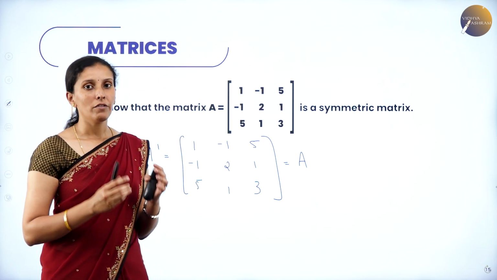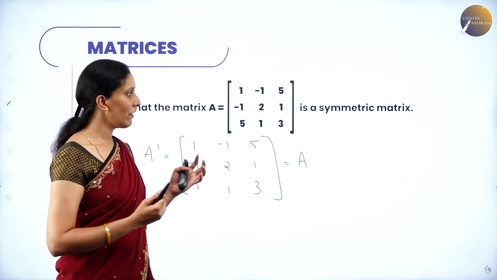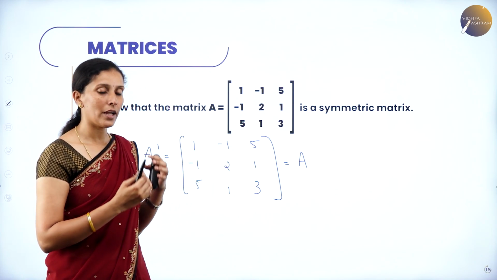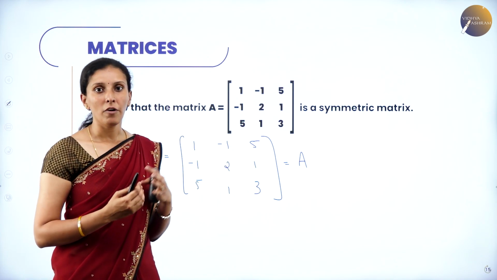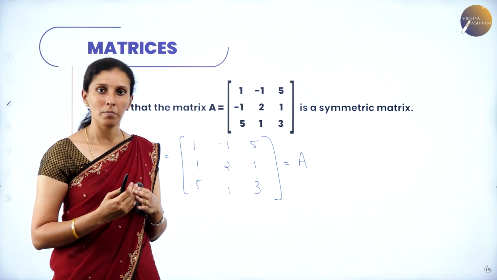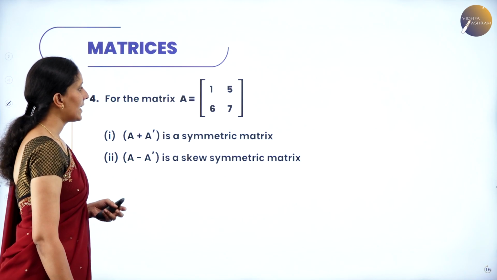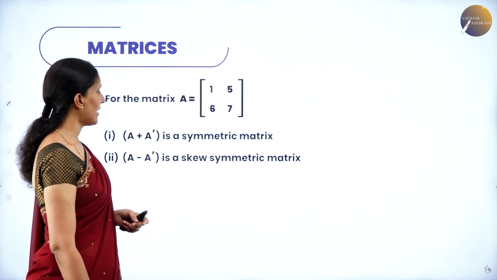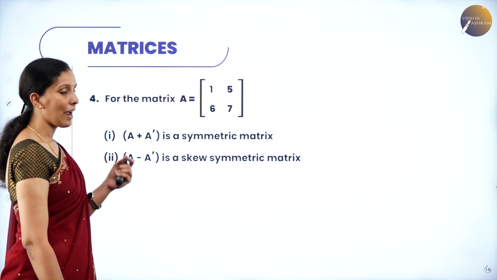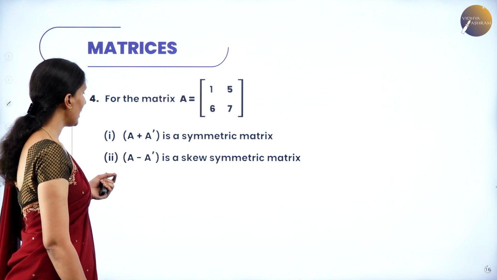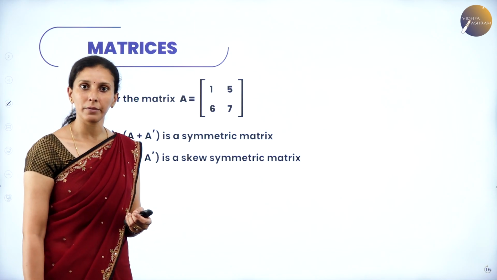In a similar way, we can also show the given matrix is a skew symmetric matrix by taking minus outside and writing it in the form of A transpose is equal to minus A. Next question. For the matrix A equal to [1, 5; 6, 7], first we have to show that A plus A dash is a symmetric matrix and A minus A dash is a skew symmetric matrix.